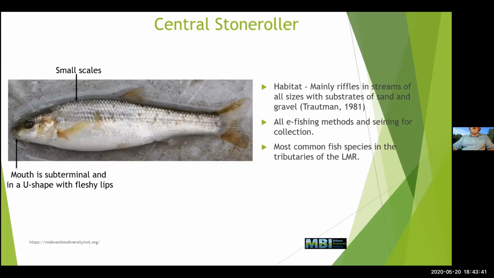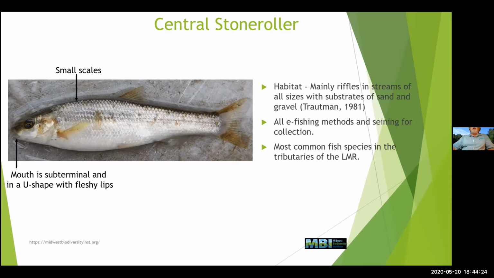All right, so central stone rollers, they generally are in riffles with decent gravel and sand substrates. I'm pretty sure they generally feed on algae, so that's generally what they like. You can identify them, they have actually small scales for a minnow. They also have this U-shaped mouth with kind of fleshy lips to scrape the rocks, and they're this kind of bronzy brass color.